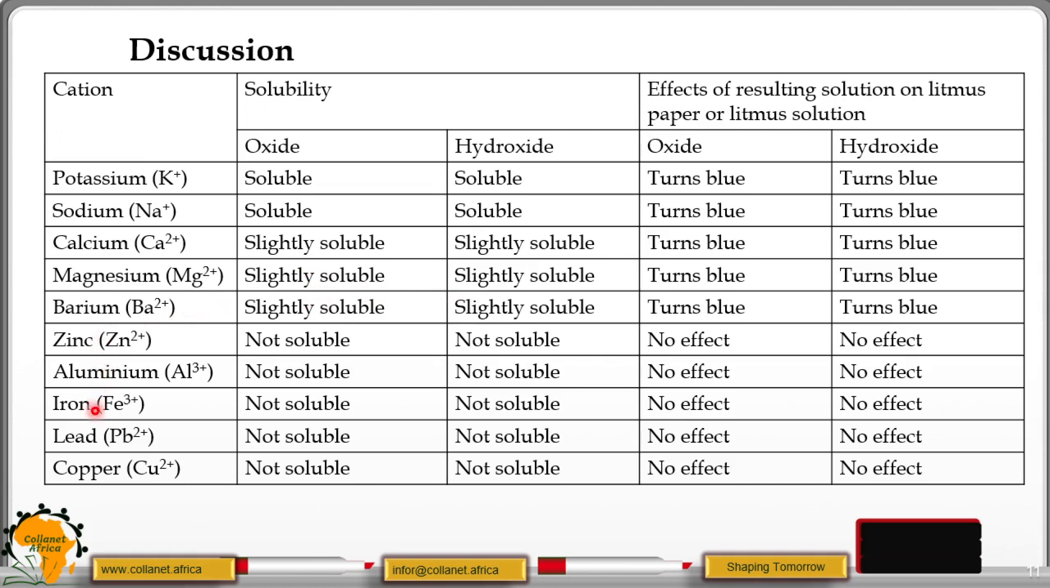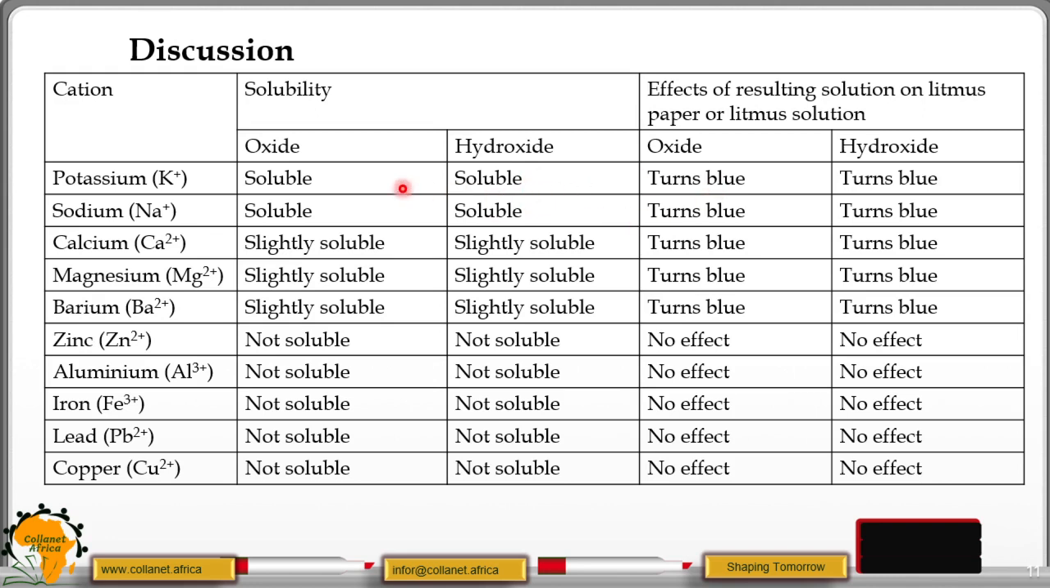For zinc, aluminium, iron, lead, and copper, they do not dissolve at all. The oxides and the hydroxides of these metals are insoluble in water. If you look at the effect of the dissolving solution on litmus paper or litmus solution, for it to have an effect, it has to dissolve. If it is dissolved, it has hydroxide ions that can turn red litmus paper or red litmus solution to blue.